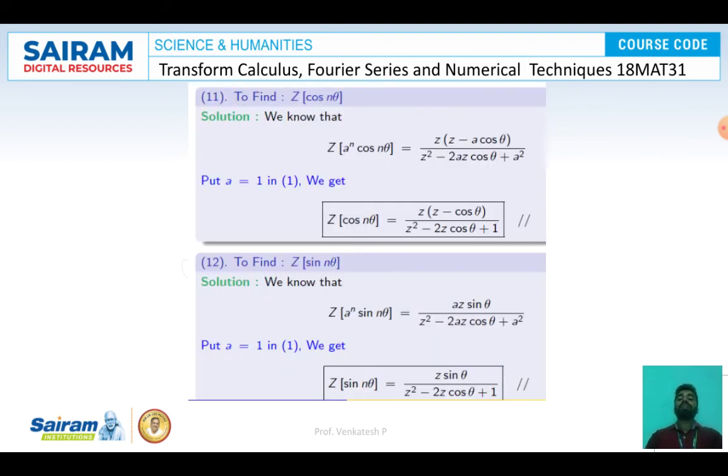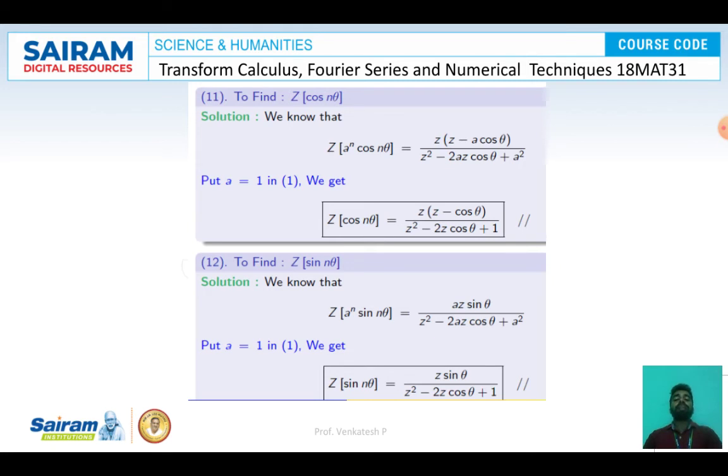So next one is Z transform of cos n theta. Same thing here also, I am going to use the formula of Z transform of a^n cos n theta. This is given by z into z minus a cos theta divided by z square minus 2 a z cos theta plus a square. So now to find cos n theta, I am going to replace a is equal to 1 in this equation. So we will be getting Z transform of cos n theta is equal to z into z minus cos theta divided by z square minus 2z cos theta plus 1.